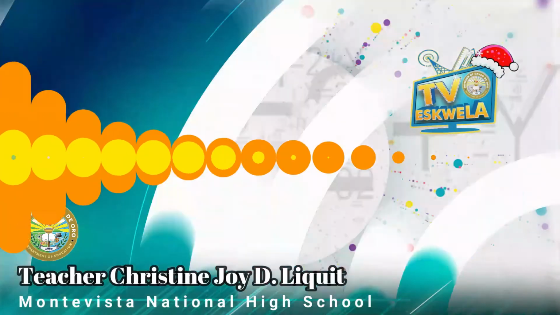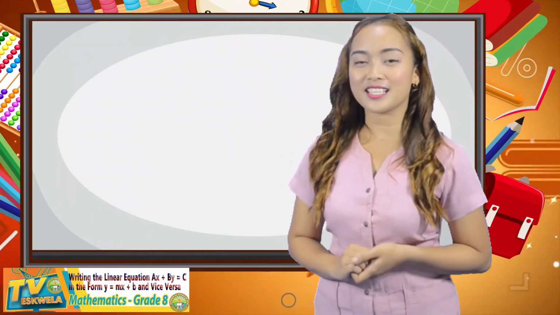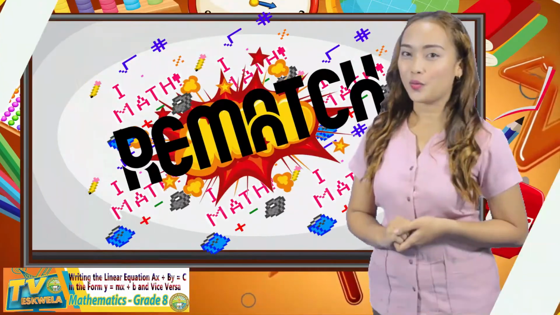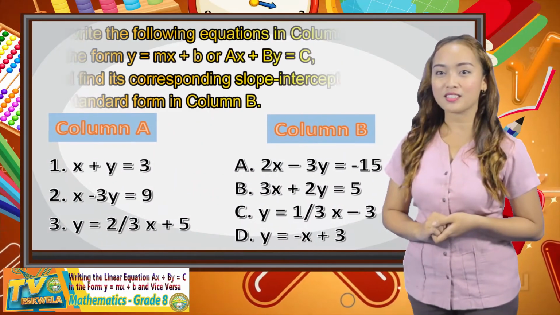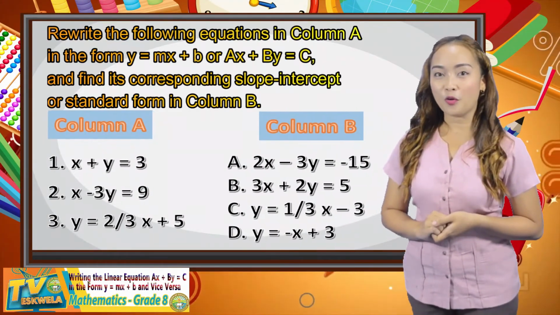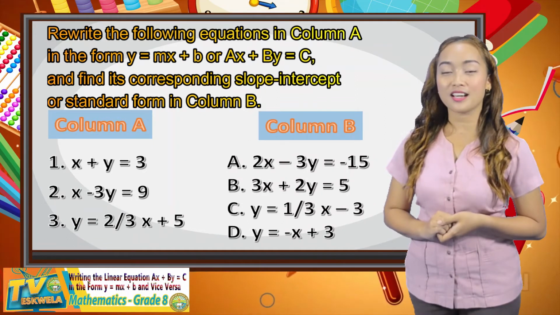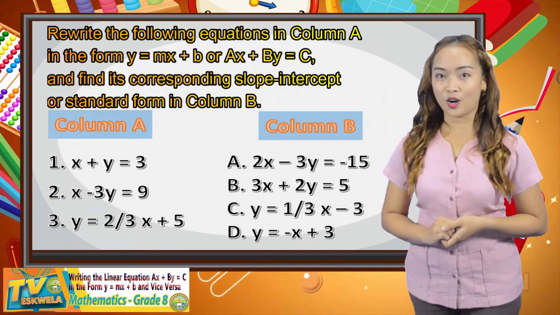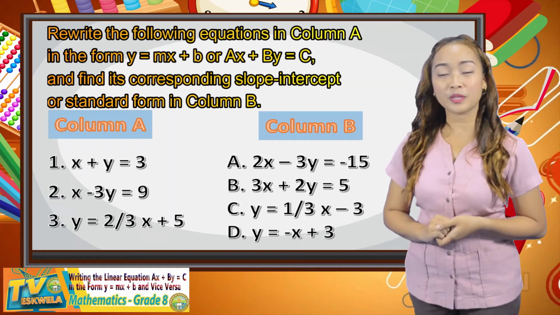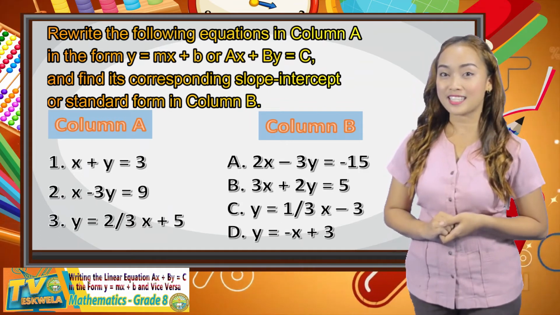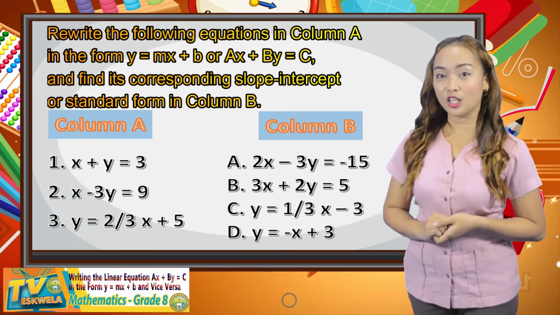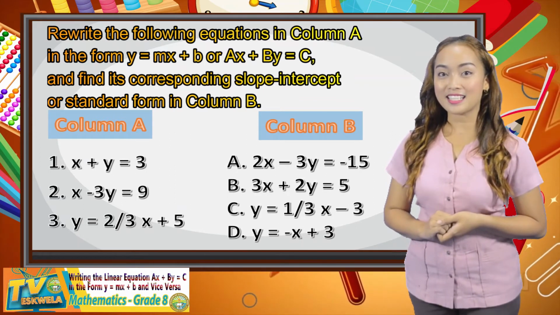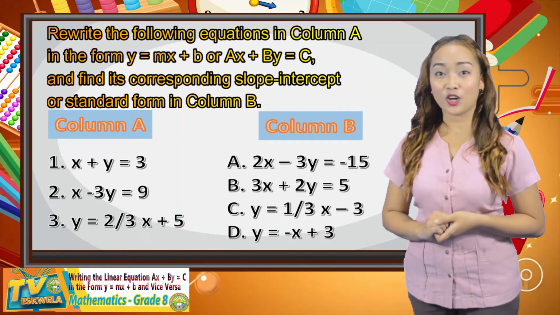Let's try this activity called rematch, rewrite, and match. Rewrite the following equations in column A in the form y equals mx plus b, or ax plus by is equal to c, and find its corresponding slope, intercept, and standard form in column B.